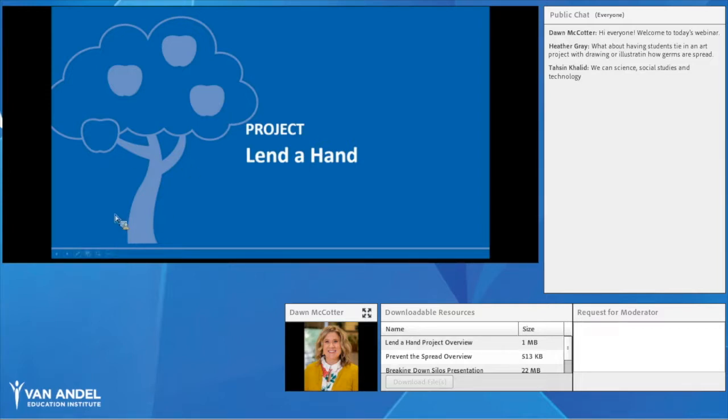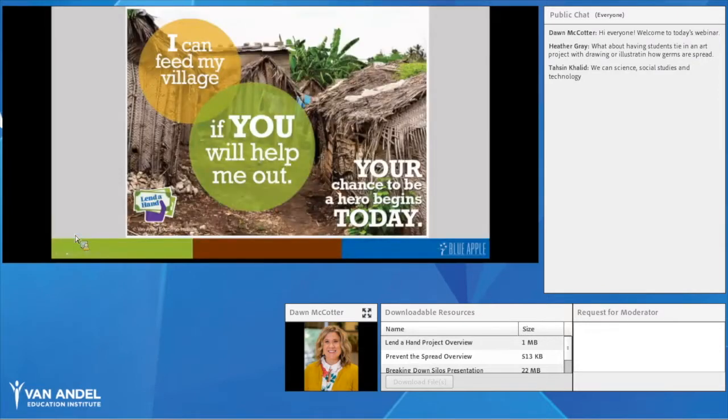Okay, thank you. All right, so the second project I'm going to share with you is Lend a Hand. Now, the last project was a little bit more science-focused. This one is more general, and we have it linked to 5th grade standards, but again, I would challenge that this can be brought up or brought down depending upon the level of your students and tied to your appropriate standards. So in this project, students are learning about micro-lending.